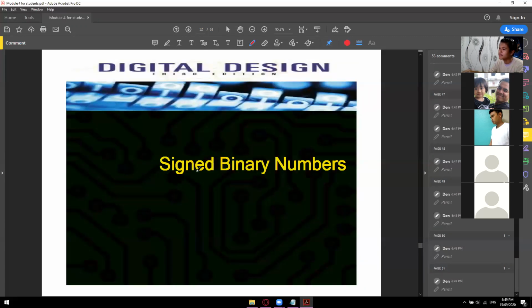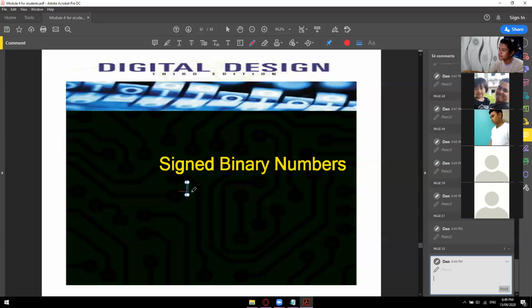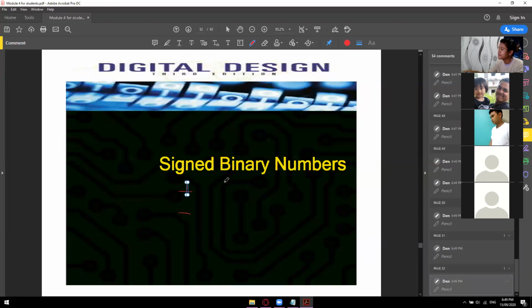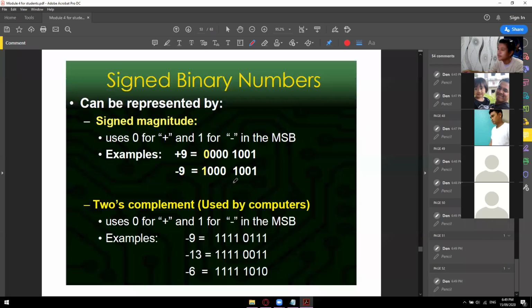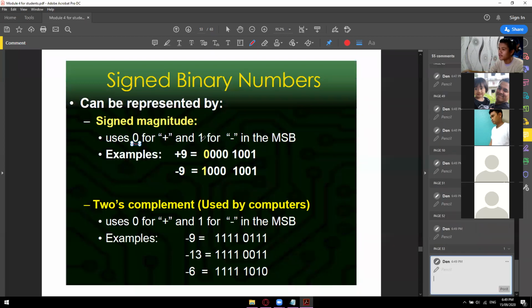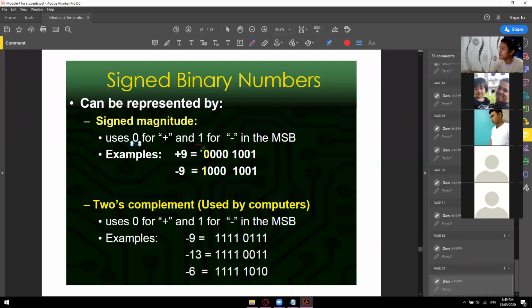So pag sinabi natin sign, it is now composed of signs. Like positive and then negative. But in binary, syempre, hindi natin pwedeng ilagyan ng symbol yan, like positive and negative. So in binary, para ma-represent natin yung number as negative or positive, so gumamit sila ng two numbers pa rin, which is 0 and 1. So kapag positive, so 0. Kapag negative, gamit ka lang ng 1.